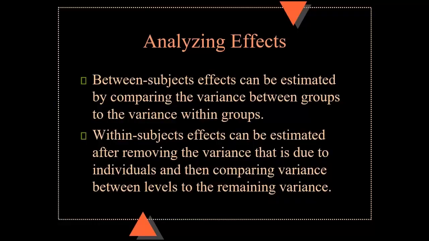So again, within subjects effects can be estimated after removing the variance that is due to individuals and then comparing variance between levels to the remaining variance. We can only do that, however, if we actually have the same individuals across all conditions, which isn't always possible because of multiple treatment interference, or if we have matched up individuals. Rather than using the same individual in each condition, we match and then use individuals. So we'll talk more about that as we talk about repeated measures and randomized blocks design in the next part.